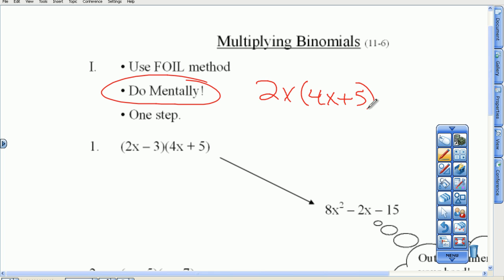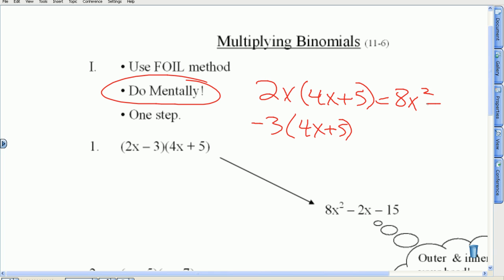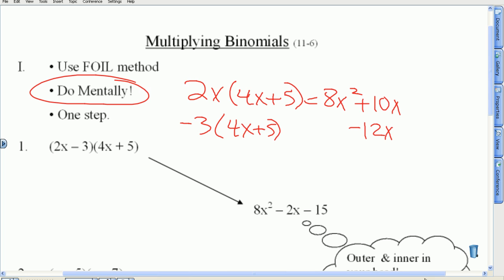I'm going to multiply 2x times 4x plus 5. I'm also going to multiply negative 3 times 4x plus 5. And when I do that, 2x times 4x is 8x squared. 2x times 5 is 10x. In the next row here, negative 3 times 4x is negative 12x. I'll scroll over here, give myself a little room. Negative 3 times 5 is negative 15.